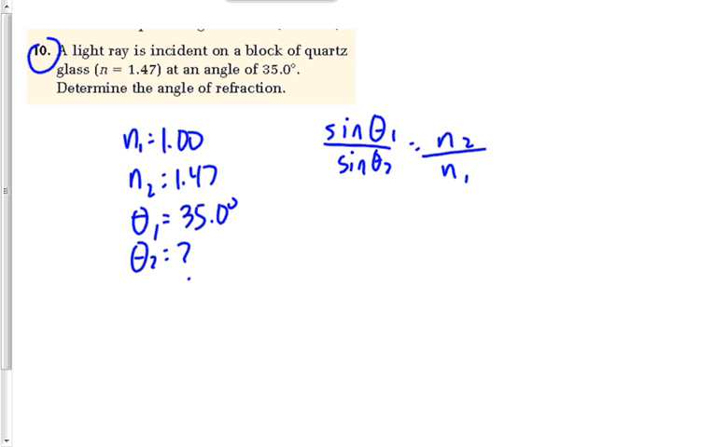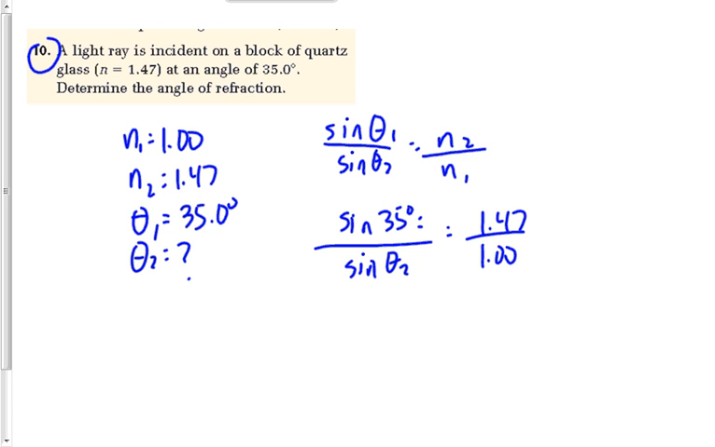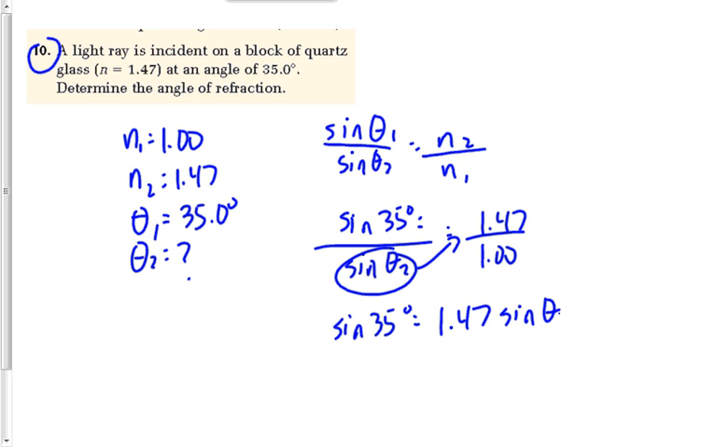We're going to say sine 35 degrees over sine theta 2 is equal to N2, 1.47 over 1.00. Let's take the sine theta 2 up by multiplying. Becomes sine 35 degrees is equal to 1.47 times sine theta 2. And it's technically over 1, but it just disappears somewhere, right? Take the 1.47 over by dividing.